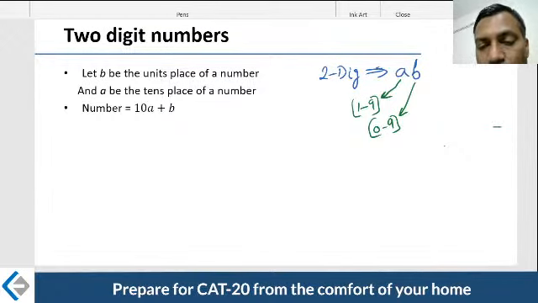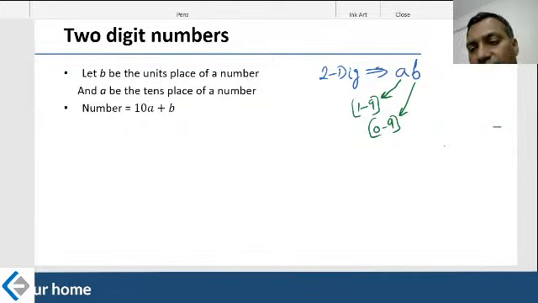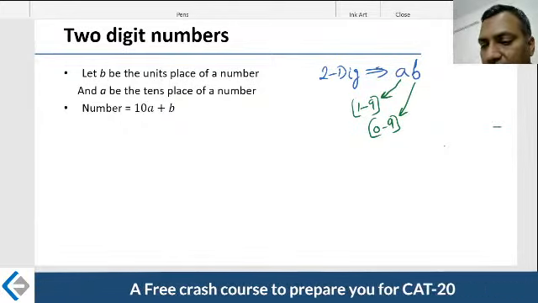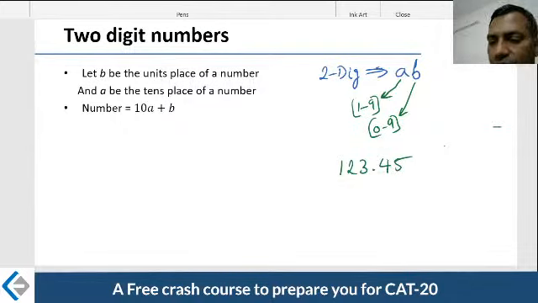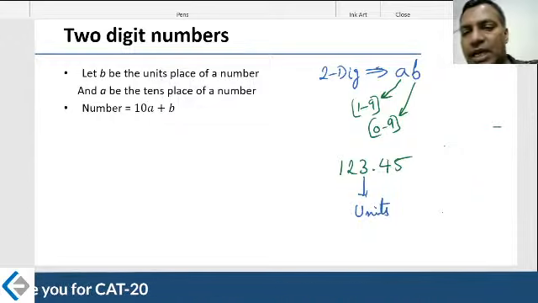Okay, this is very important. Some people get confused between tens digit and tenth digit, right? There is a difference between the tens digit of a number and the tenth digit of a number. That comes in decimal numbers, friends. Let me quickly illustrate that. For example, if I write a number 123.45 like this, listen, this is the units digit.